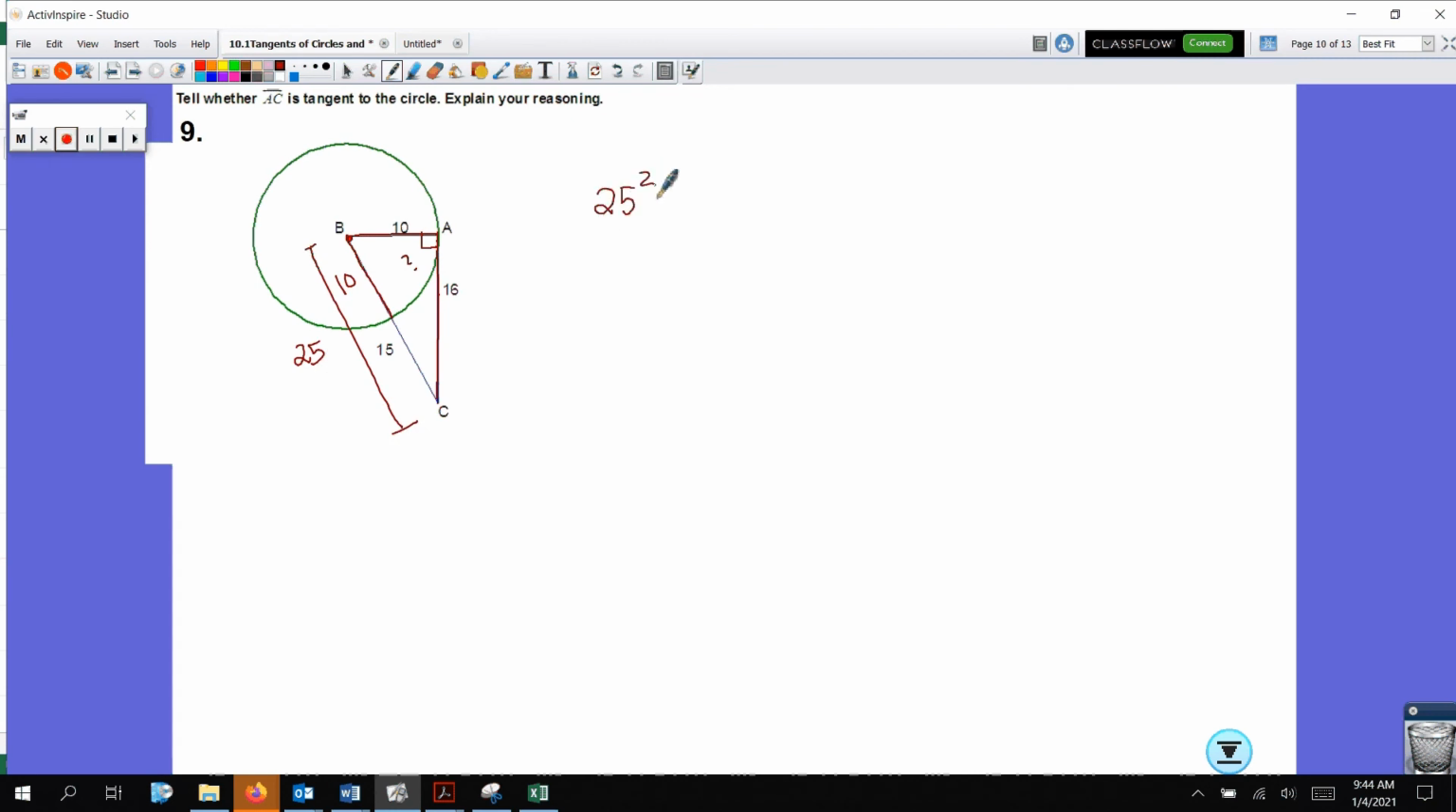Let's plug in our numbers. Right, 25 squared, is it equal to 10 squared plus 16 squared? 25 squared is 625. 10 squared is 100. All right, and 16 squared is 256, please forgive me, I'm so sorry. And then when I combine these sides together, I get 356. That is not equal to 625. So, no.